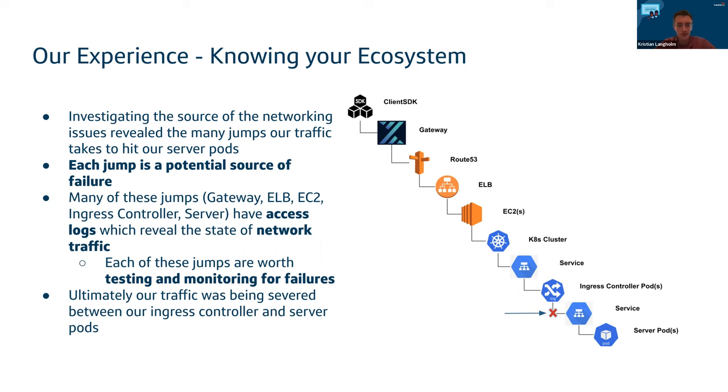For example, the image on the right summarizes all the hops, skips, and jumps our network traffic takes to get from our client to our server and back again. As we lacked a consolidated view of our system, we had to start at both ends of this flow and test and inspect each stage for network issues manually. This involved running commands like nslookup to confirm DNS resolution, and at points even running simple curl commands from within our ingress controller pods to test connection to our downstream systems. This process was unsustainable, to say the least.